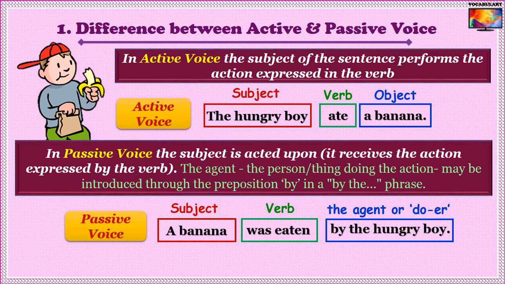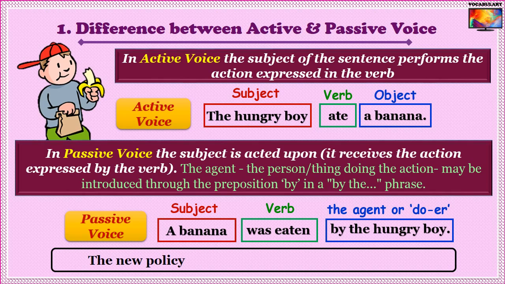For example, in the following sentence, the new policy was approved. The agent here is unknown and could be anyone such as the committee, but we leave out the agent as the subject policy here is more important.